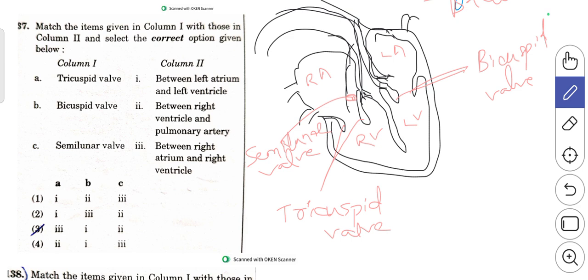From this diagram you can clearly understand this question. The tricuspid valve is present between the right atrium and right ventricle, so the third is the right answer. The bicuspid valve is between the left atrium and left ventricle, so the first one is the right answer. The semilunar valve is between the right ventricle and the pulmonary artery, so this one is the correct answer. Hence the right option for this one will be the third one. We'll discuss the next one.